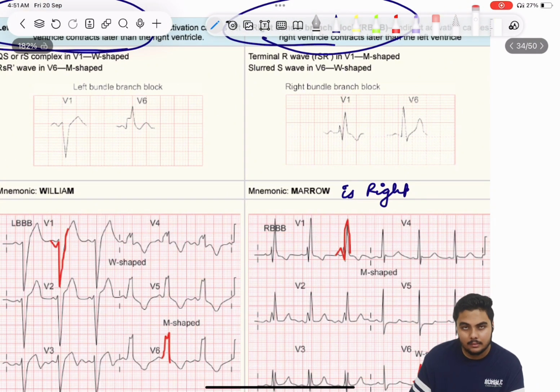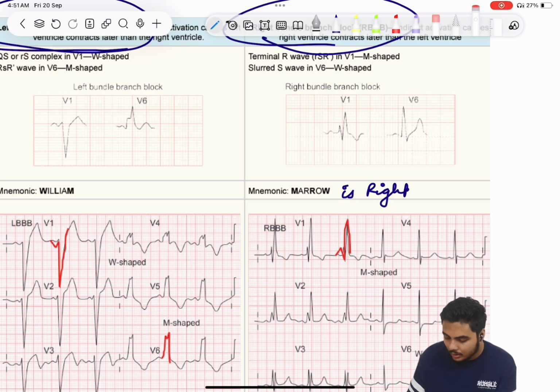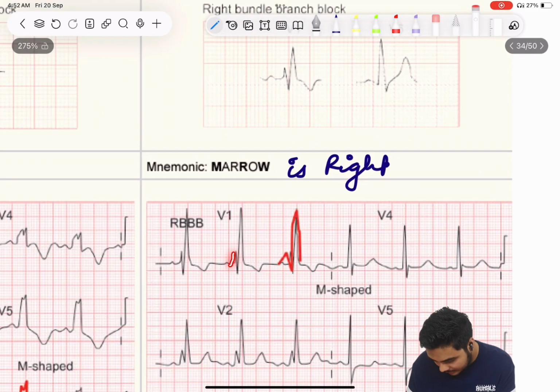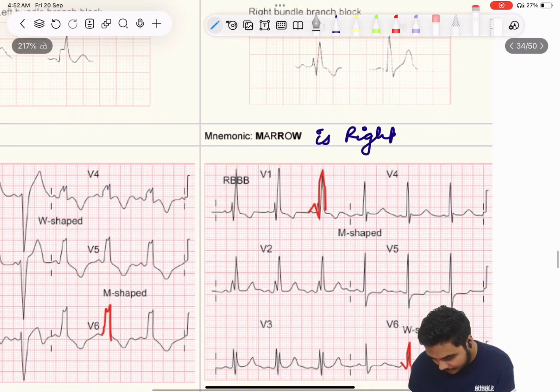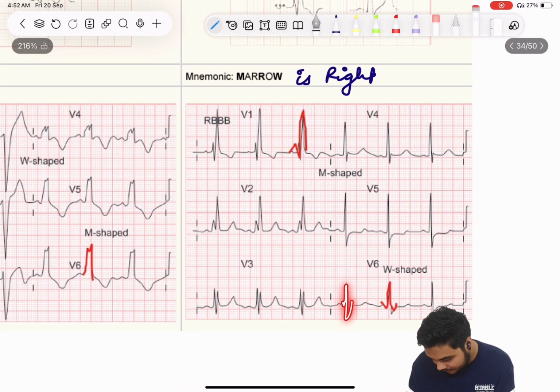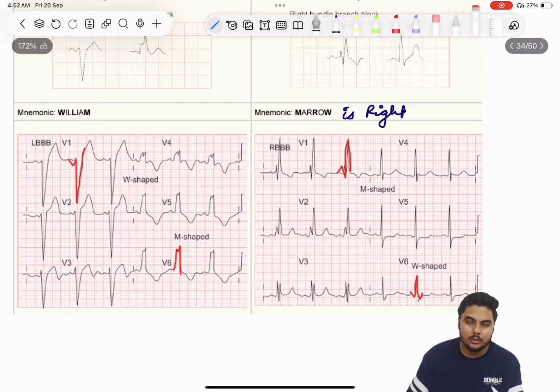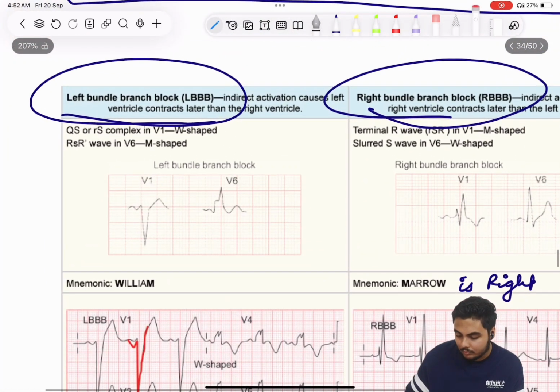So very simple, guys. We just have to remember MARROW is right. When we're looking for right bundle branch block, we look for an M pattern in V1 and a W pattern in V6. So here you can see there is an M pattern. Again here, an M pattern in V1 and a W pattern in V6. So here you can see a W pattern, and here also a W pattern. So MARROW is for right bundle branch block.